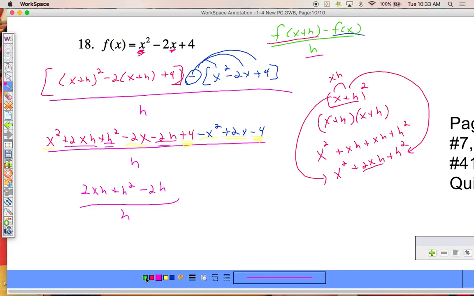All right, lastly, all of these have an h, so I'm going to simplify and take it out. 2x plus h minus 2. And that's the difference quotient solution. So this problem is all about the algebra. If we can get the algebra right, we're going to be good. If we can't get the algebra, we're going to struggle. So you got to be able to ask questions and get some help.